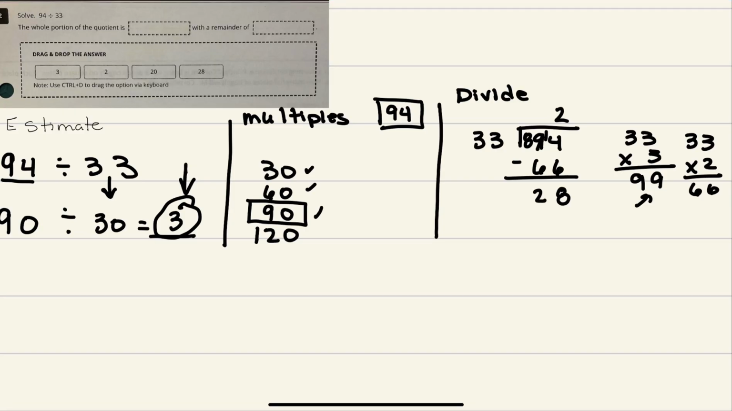The next thing I ask them to do is to check if their remainder is good. Their remainder should not be bigger than their divisor. 28 is not bigger than 33, so we should be good. So I can say my answer is 2 with a remainder of 28.